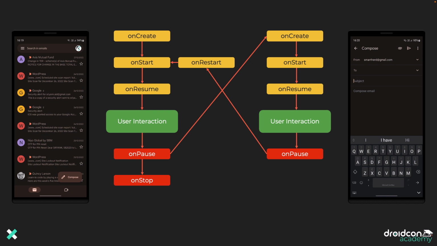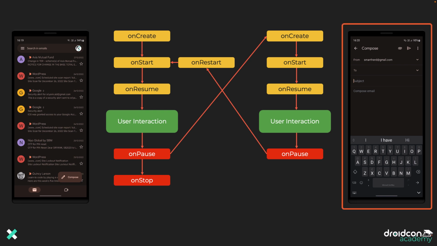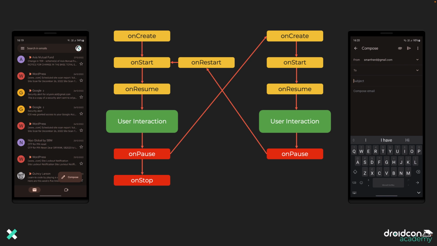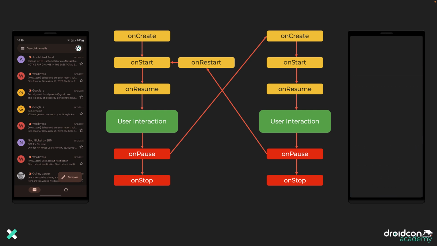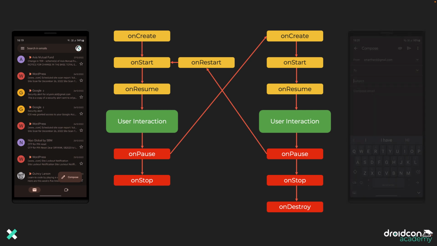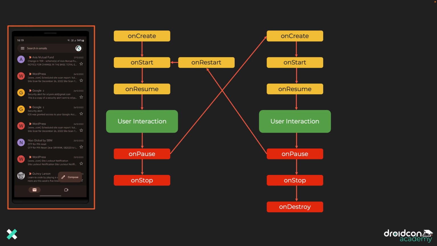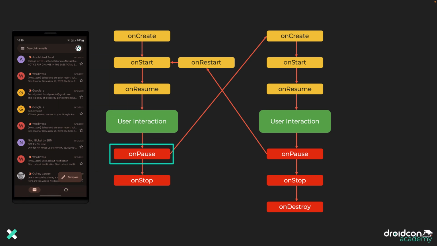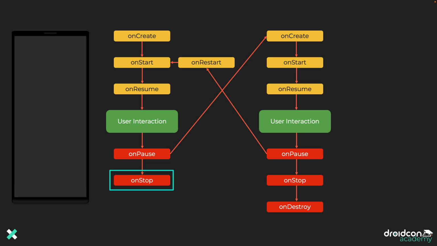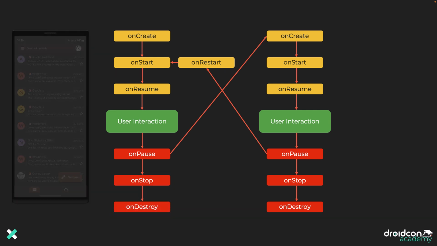But before all this happens, the compose email activity begins to destroy itself simultaneously by executing onStop method, which removes this activity from foreground, and finally onDestroy method is executed, which completely destroys this activity. Fine. So now same thing will happen when you try to navigate back from this activity. When you do that, onPause method gets executed, followed by onStop, which removes activity from foreground, and finally onDestroy gets executed, which marks the end of this activity screen as well.